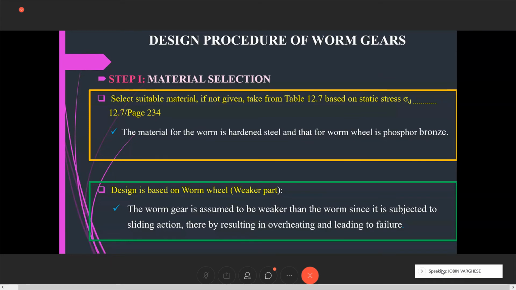Okay, sir. Another one: what are the areas of application where worm gears are used? And are there any areas where only worm gears can be used, even though the efficiency is very low?